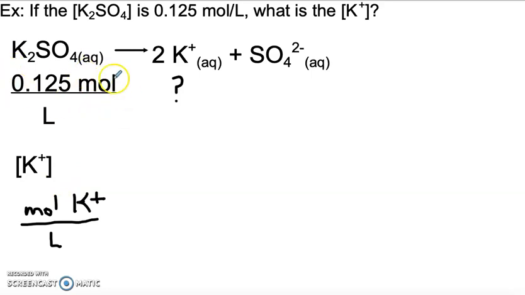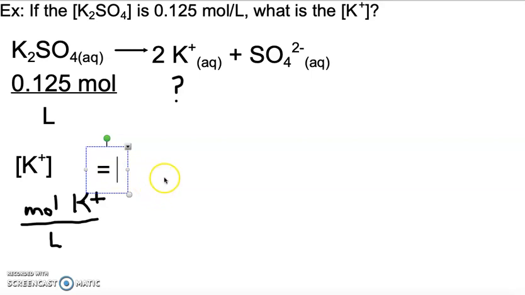So if I look up here, sometimes people are like, well, I already have moles per liter. I don't have to do anything. The problem is this moles is associated with potassium sulfate. It's not the K+, so it actually isn't the moles that we are looking for. But that's okay, we can calculate it. So how are we going to calculate this?